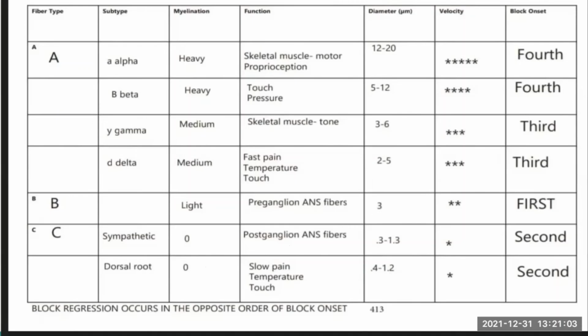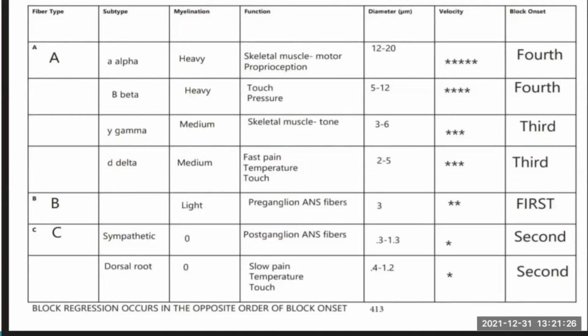And then your dorsal roots. The dorsal roots are like your afferent nerves. They carry impulses from your skin to the spinal cord. And that dorsal root carries sensation for pain, temperature, and touch. So when you block your dorsal root, you are blocking those three functions. But equally you have your ventral roots.